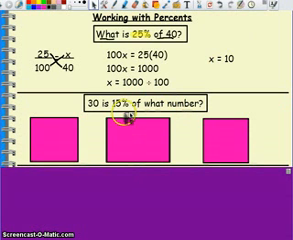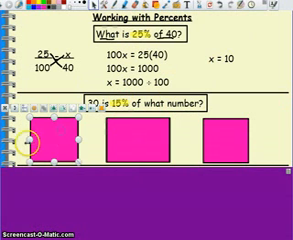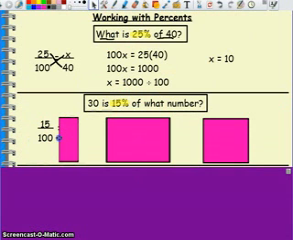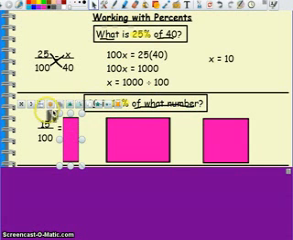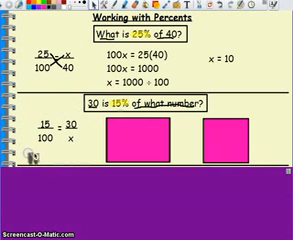The next question is saying 30 is 15% of what number? Well, again, the easiest place to start is with the percent. I know that 15% is 15 out of 100, and we need to set that equal to another fraction. Well, we're looking at 30 out of some number. So the way I would represent that would be 30 out of x. In this case, we're looking for the total.